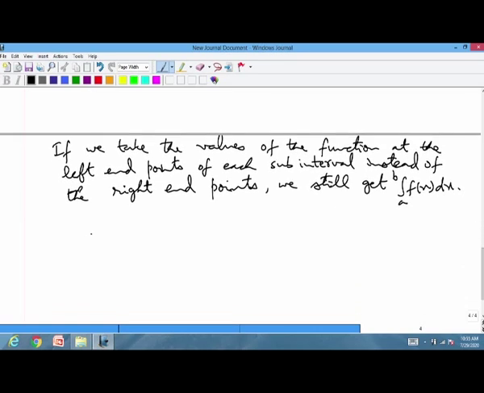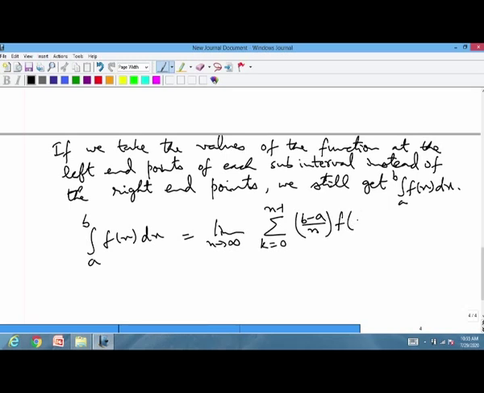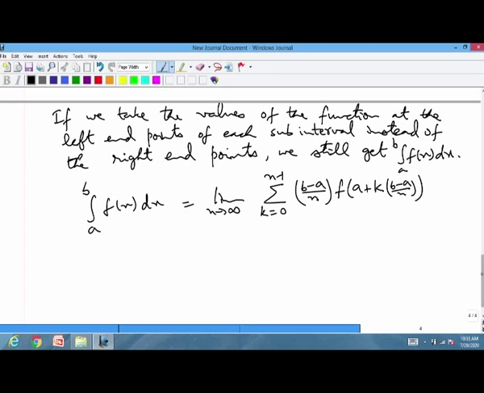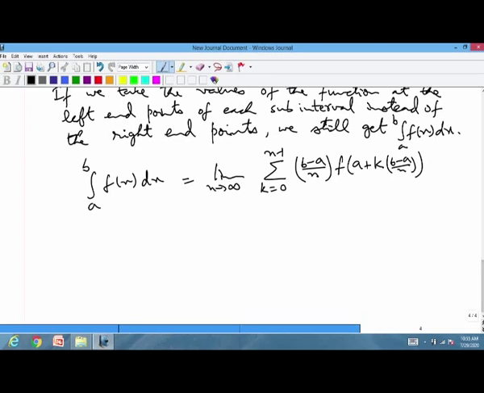So, we can write the integral of a to b f x dx is equal to the limit n tends to infinity of the summation k equal to 0 to n minus 1 of the width (b minus a) by n times f of (a plus k times (b minus a) by n). So, instead of starting from k equal to 1 to n, if we start from k equal to 0 to n minus 1, this gives the integral. So, in some problems maybe you have to take this. In fact, one can take any point in the subinterval and that will still give the definite integral of f x from a to b. So, now let us start with some problems.